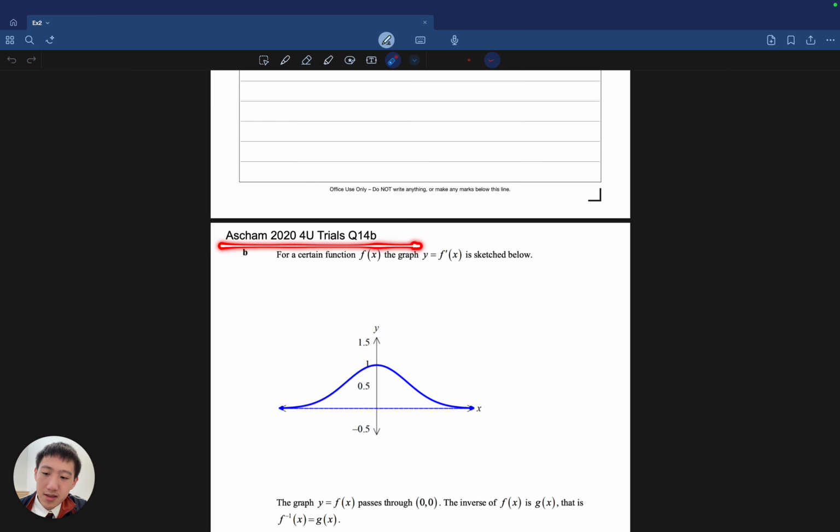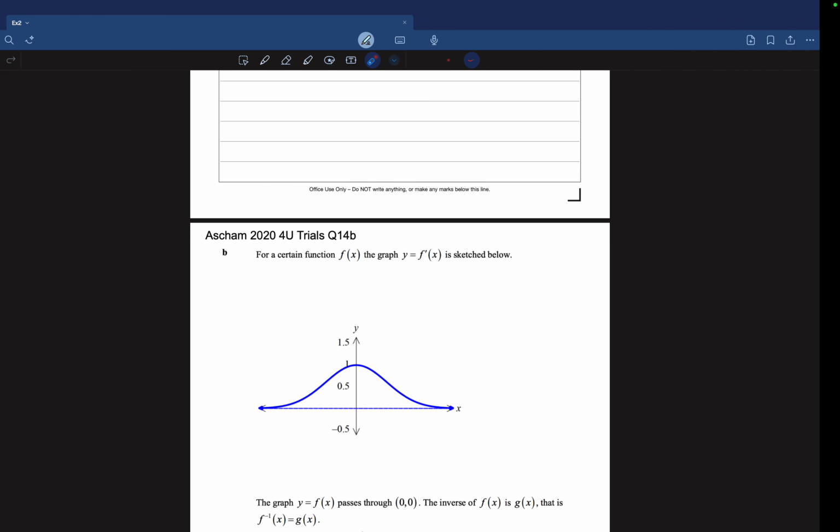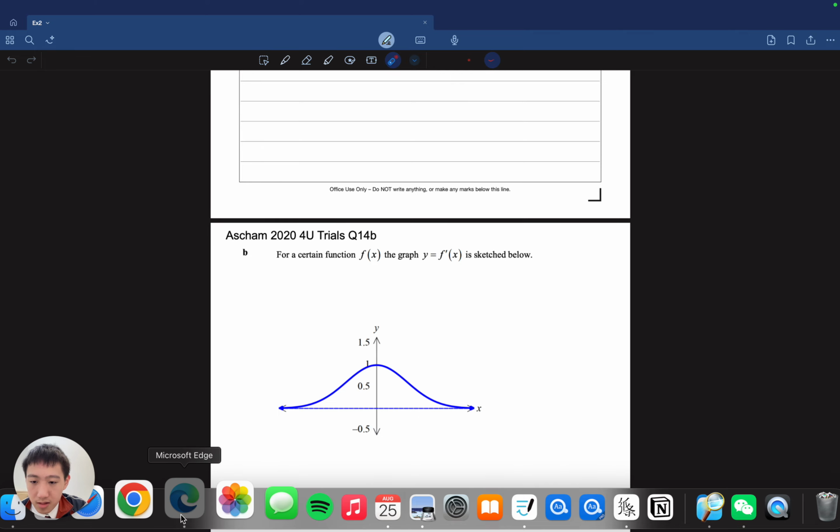So this is absolutely a great question that you can think about, and it also underlines how trials can learn from the HSC. Also, the teacher who wrote the sample answer did it in the wrong way. Let me show you how they wrote it.